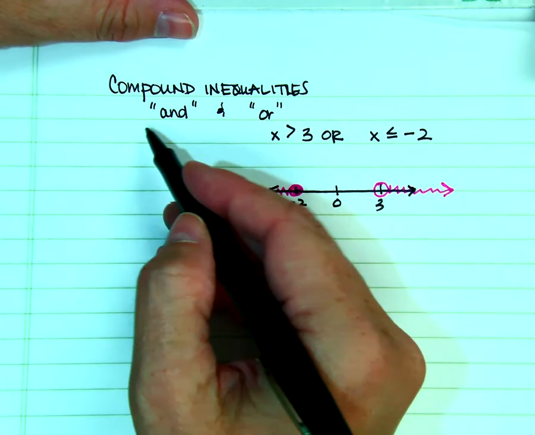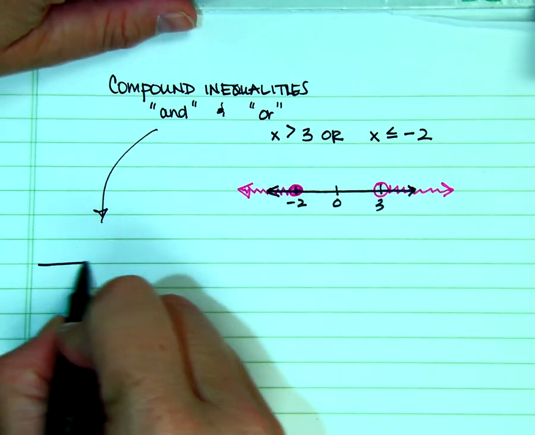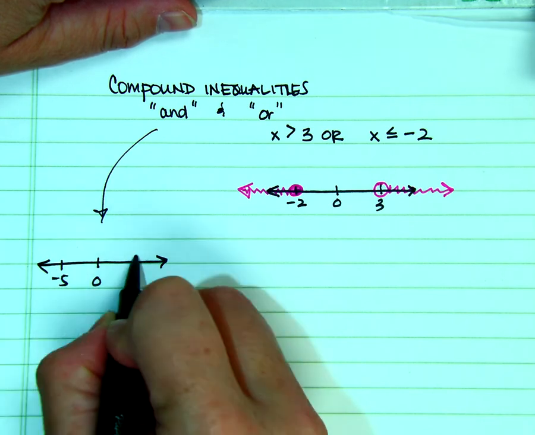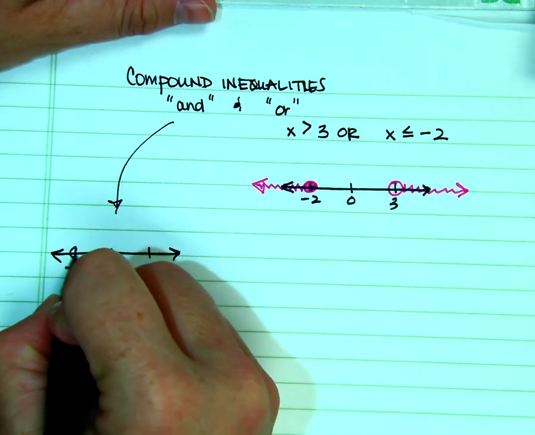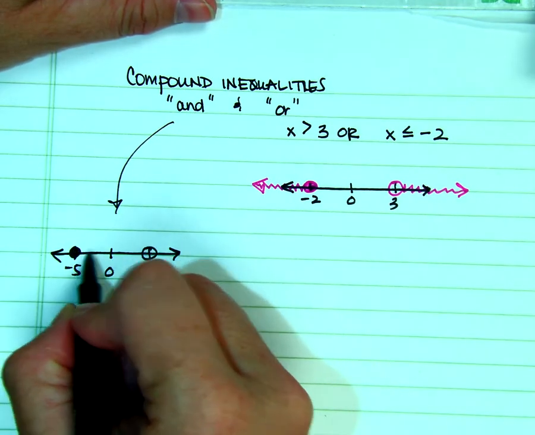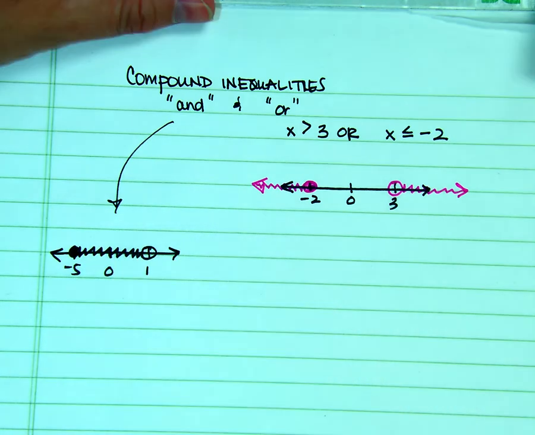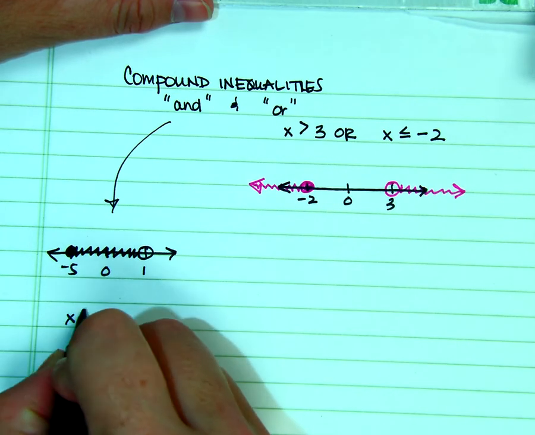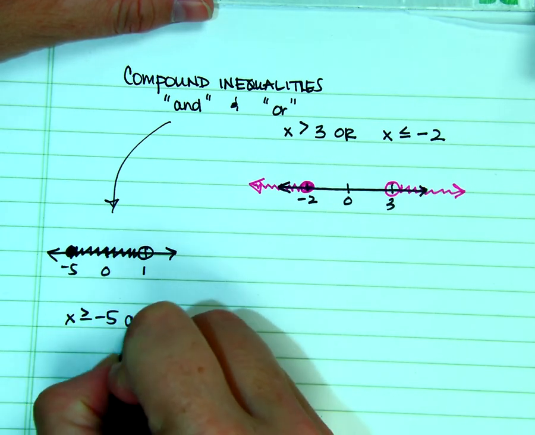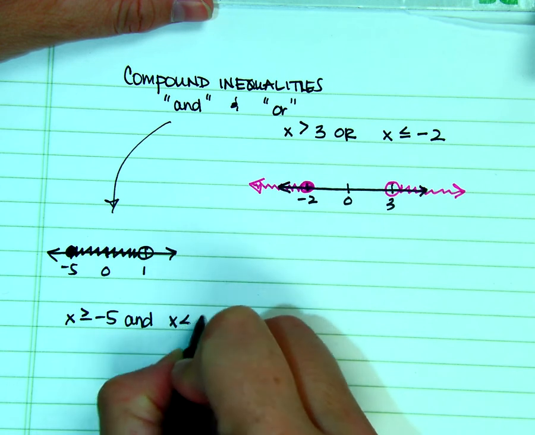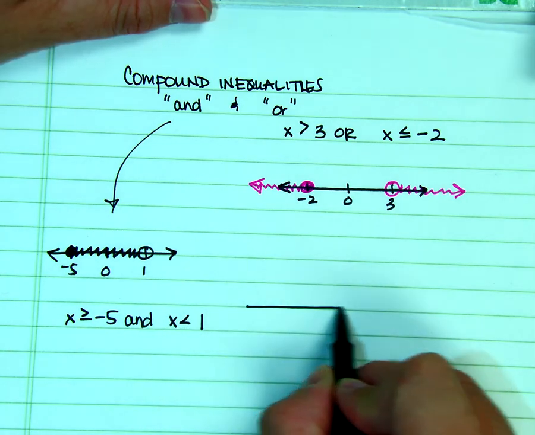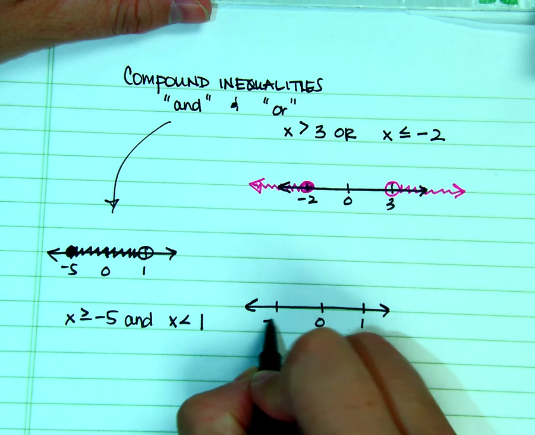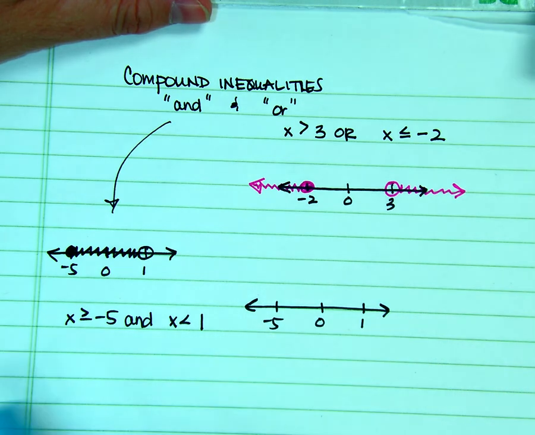For an and, your graph, let's say this is a -5 and this is a 1, your graph is going to have an overlap. So if I were to write this out, let's say x is greater than or equal to -5 and x is less than 1. So there's my 0, 1, and my -5. I'm going to do two different colors, so hopefully you can see the overlap.